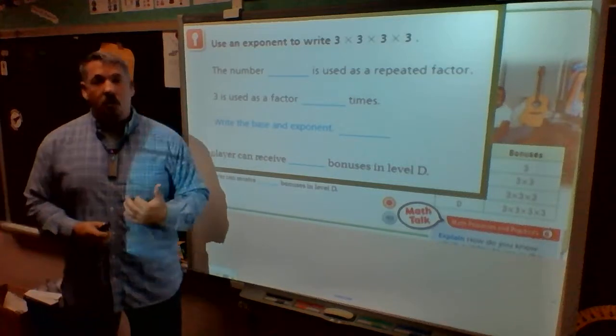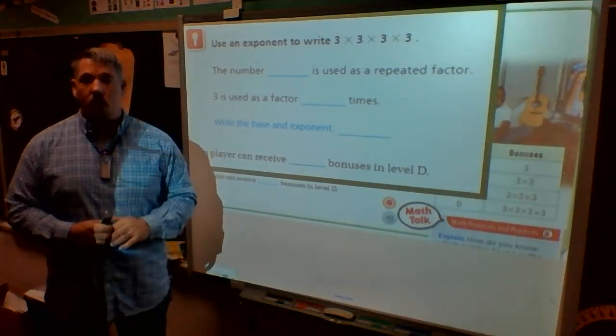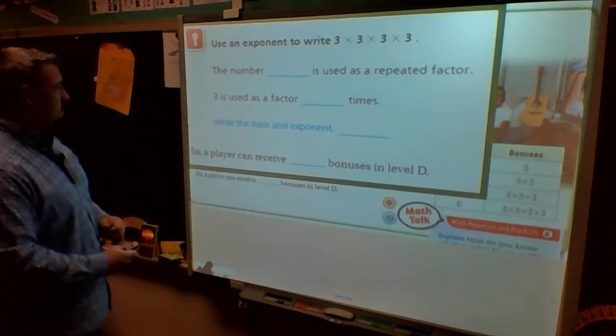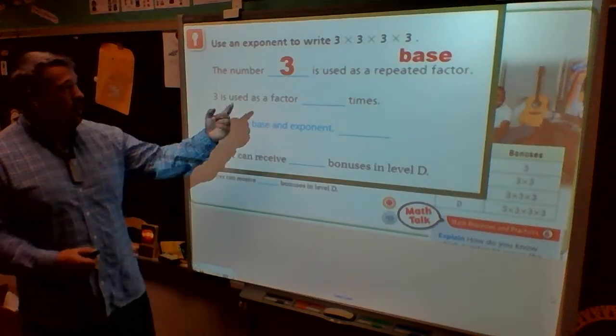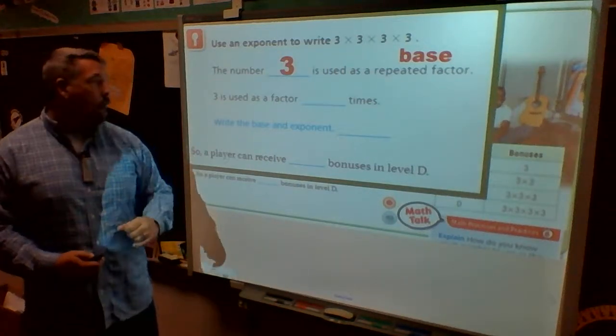Please follow along in your book. Please fill in the blanks and make sure you're paying attention as we're doing it. It's important. It really is. It's for your benefit. The number in the blank is usually your repeated factor, which would be the 3. That is going to be my base or my repeated factor. It's the only big number that's up there.